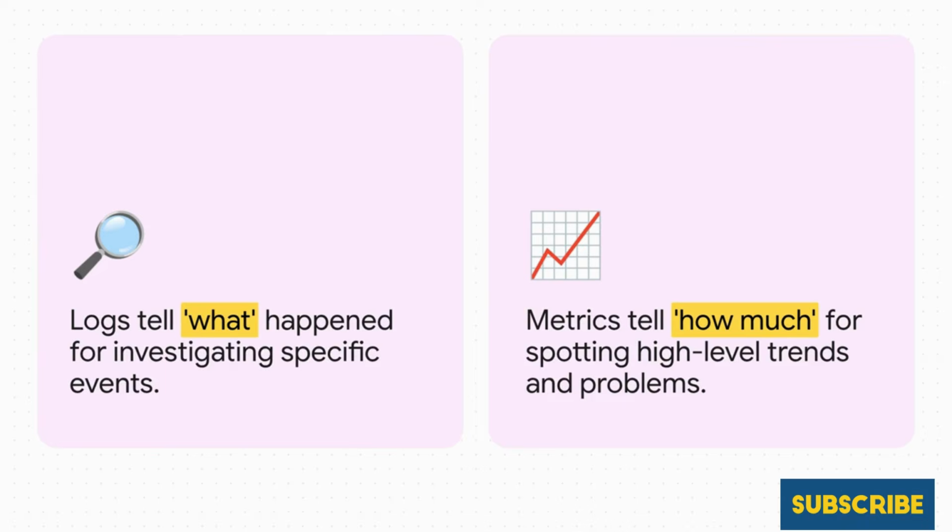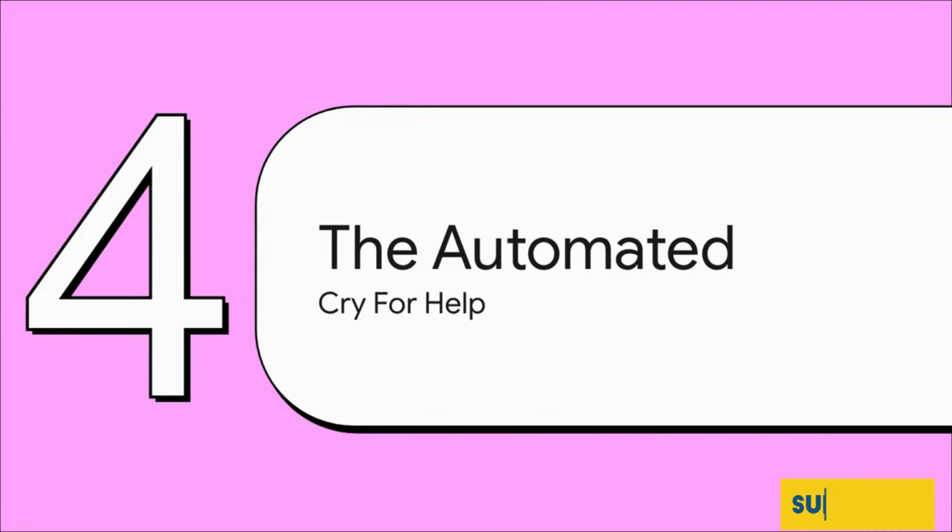So you can see how they really work as a team. Logs are the detective, digging into the nitty-gritty of what happened in one specific case. Metrics are the lookout, perched up high, spotting the big trends and seeing how much is going wrong. An engineer will see a spike in a metric to know that there's a problem, and then they'll dive into the logs to find out exactly why. They're a perfect pair.